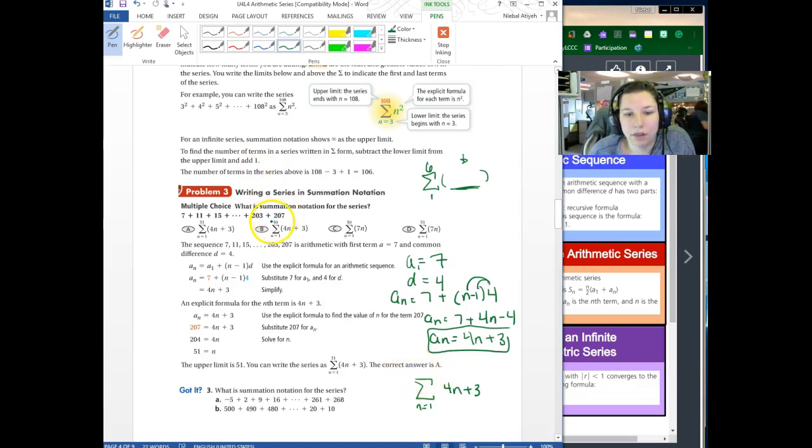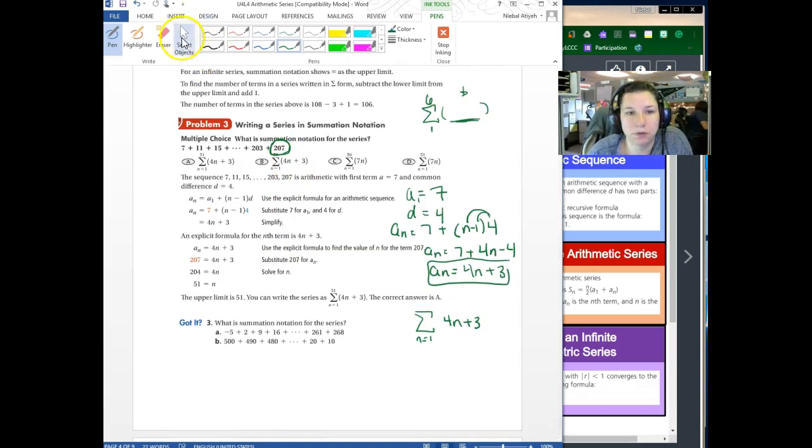So we have our last term, it's 207, but I don't know what term number that is. Is that the 10th number in the sequence? Is that the 50th? So again, we're going to take what we know and substitute it into our formulas. So we have our explicit formula. I know my last term is 207. So I can solve for n.